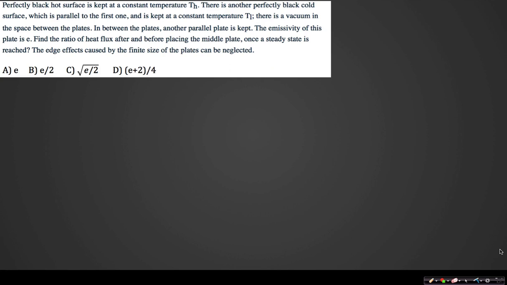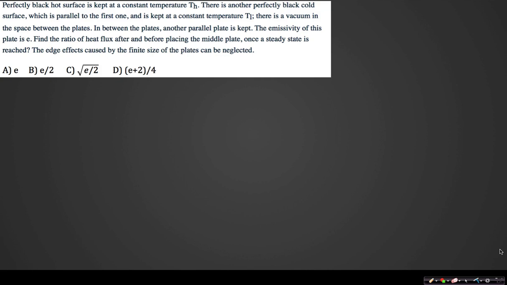This question says that a perfectly black hot surface is kept at a constant temperature TH. There is another perfectly black cold surface which is parallel to the first one and kept at temperature TL, just like the last question. There is vacuum in the space between the two plates. Now in between the plates, another parallel plate is kept, and the emissivity of this plate is E. It is not a black body, unlike the last one.